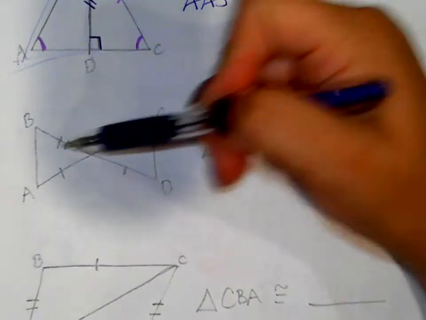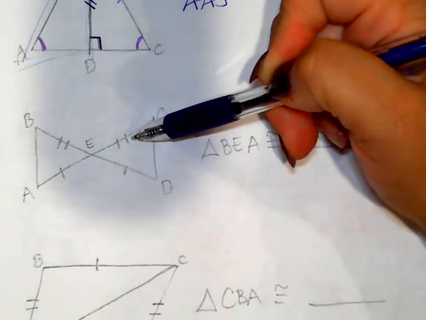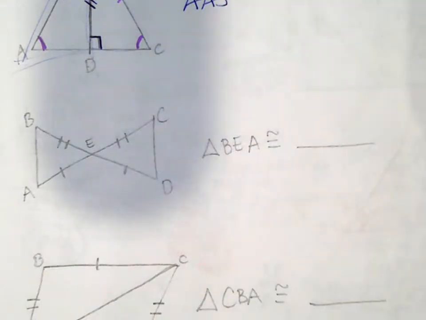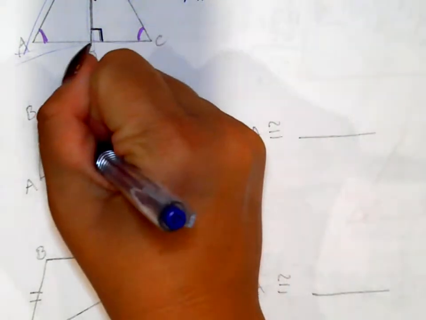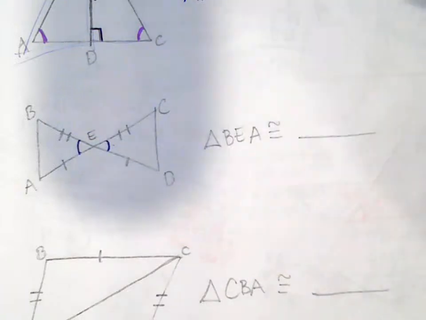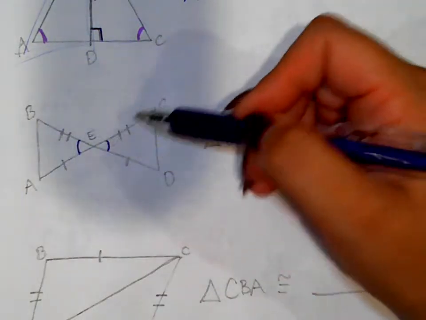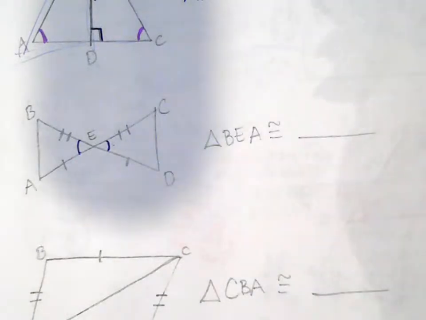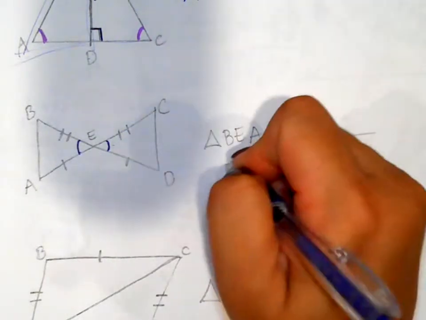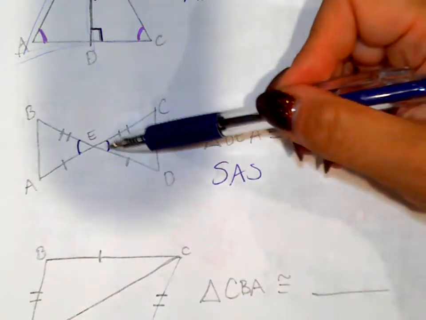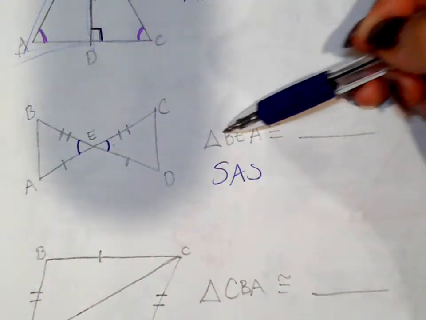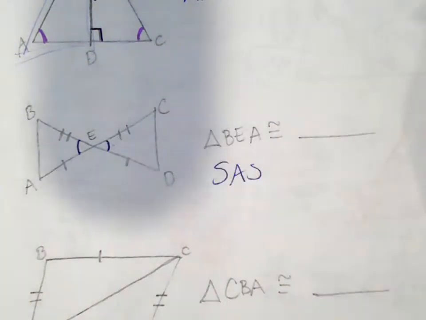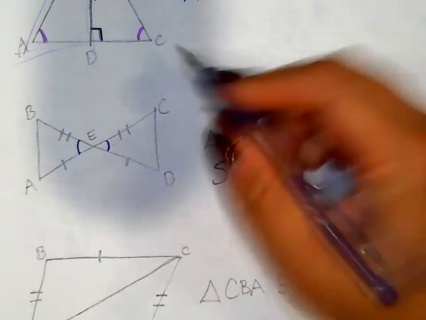All right, let's look at the next one. This guy right here. I've got 1 pair of sides. I've got another pair of sides. When you see this bow tie kind of shape, it should automatically send up, oh my goodness, I have vertical angles, and vertical angles are congruent. So I have side, angle, side. When you're using side, angle, side, make sure the angle is in the middle of the two sides. This one is triangle BEA, so it is congruent to triangle CED.